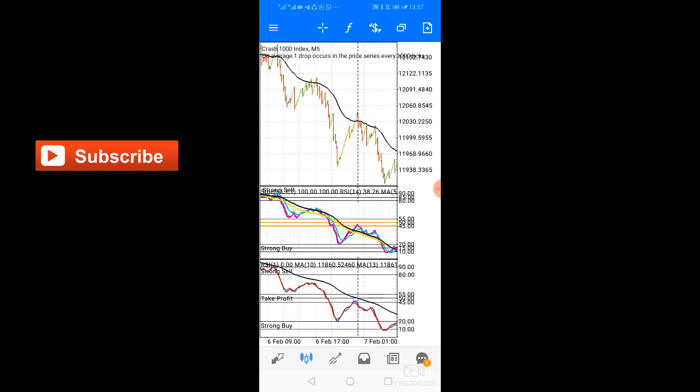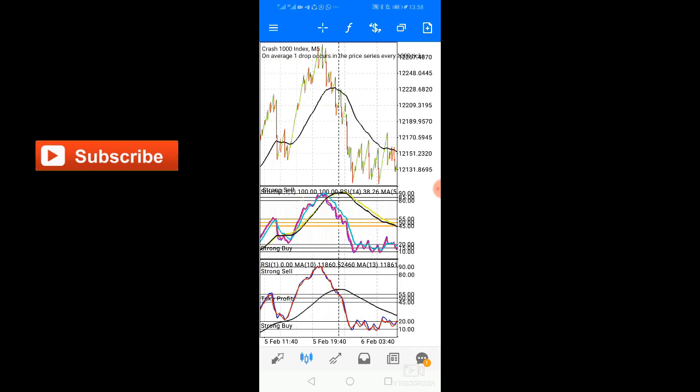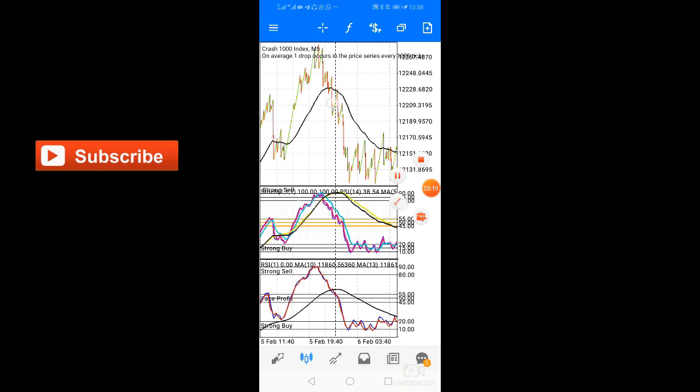Let's come back. Let's keep scrolling. There you go. You see, the market crossed below the black EMA here. The blue, pink, and purple crossed below the black and yellow. And then here again, we see a cross below the black EMA.